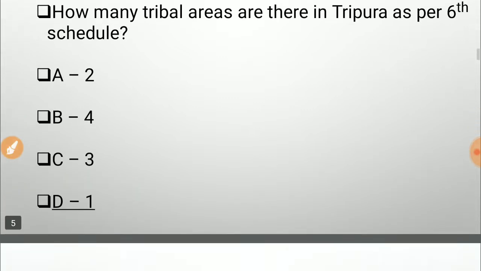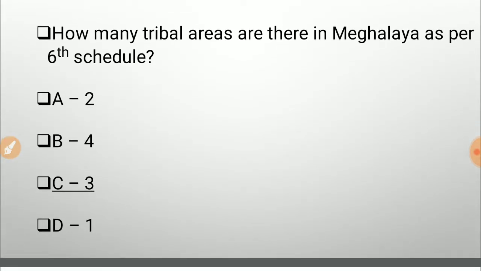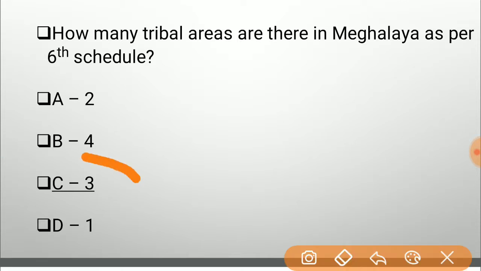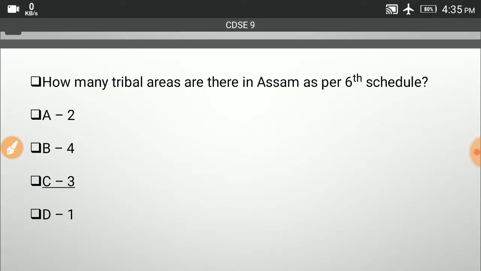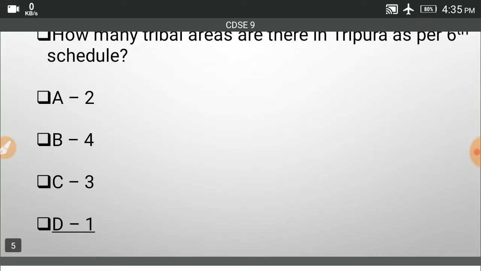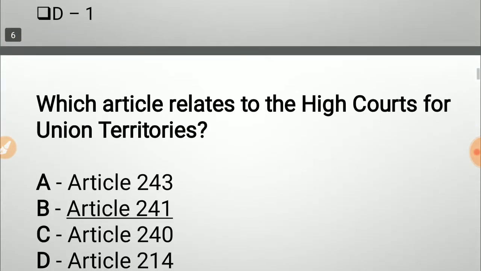All of these questions are related to the fifth and sixth schedule, so please do pay attention. It will help you revise. How many tribal areas are there in Meghalaya as per the sixth schedule? So the correct answer is 3. So till now we have seen that there are 3 tribal areas in Assam, 1 tribal area in Tripura, and 3 tribal areas in Meghalaya.